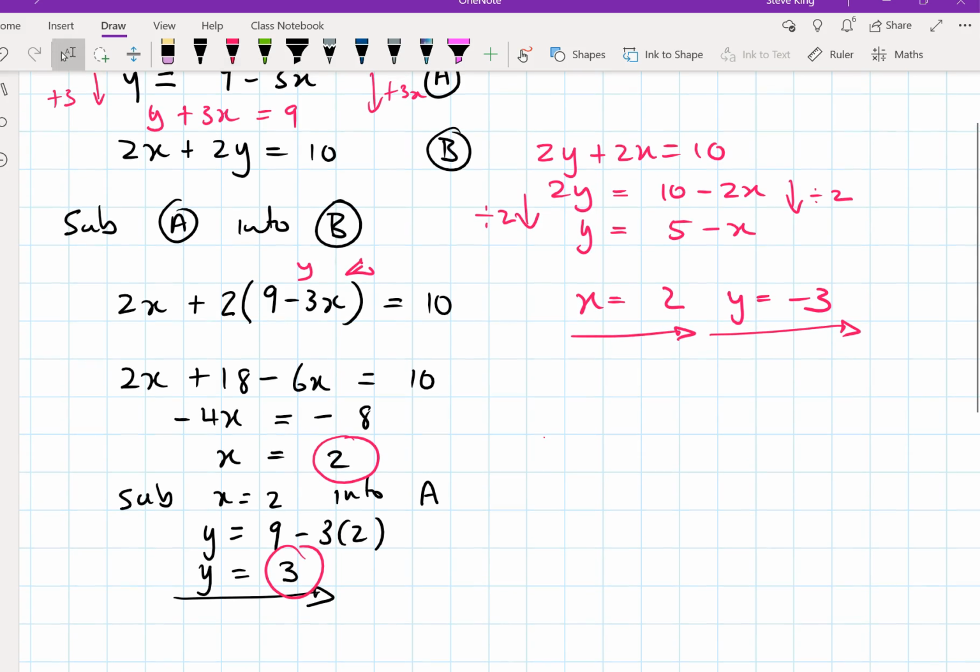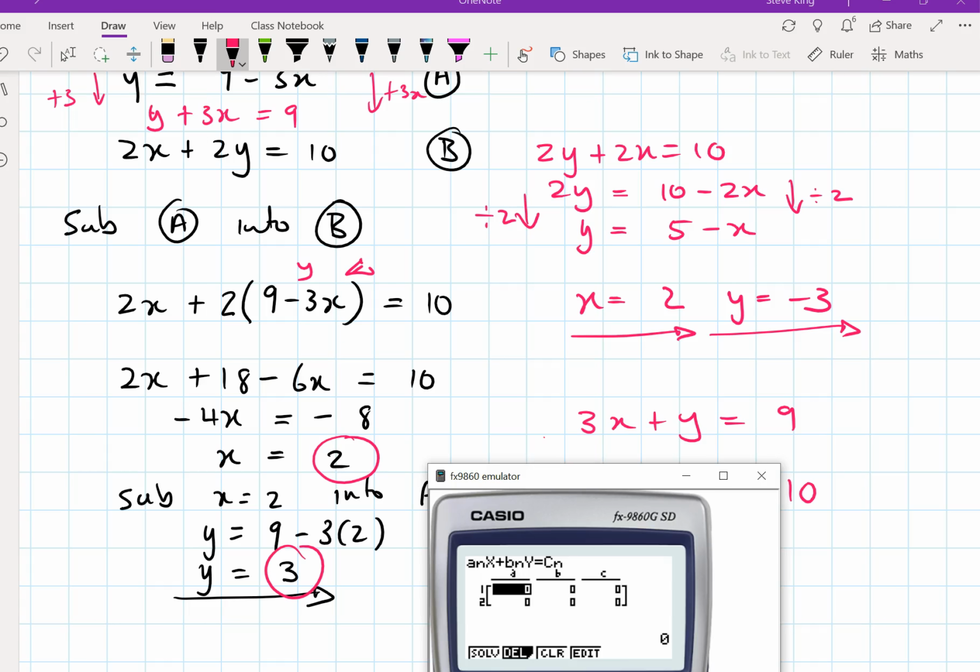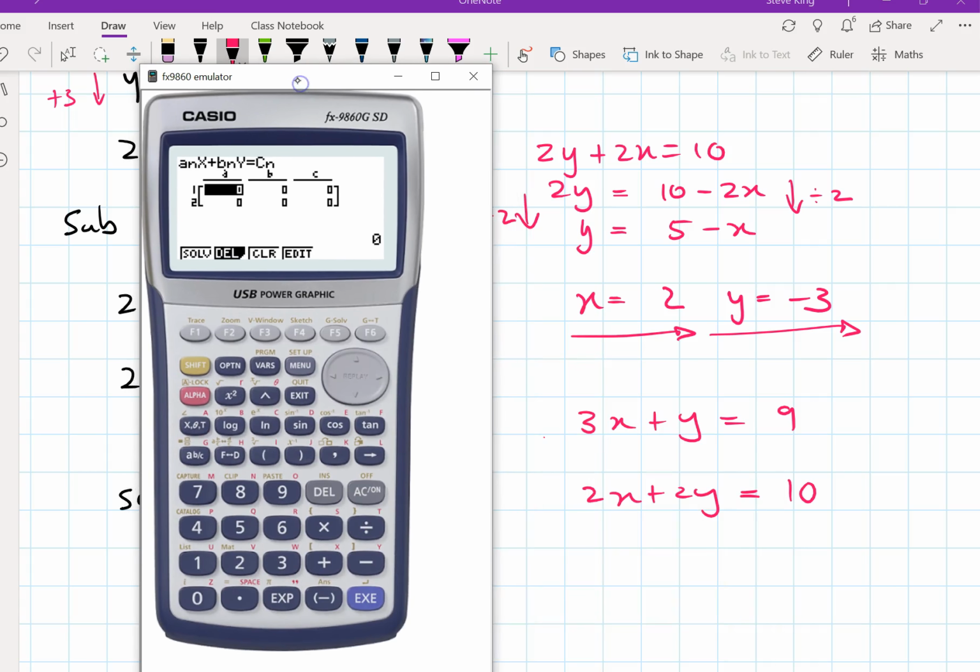Or if I put it another way, I'm going to have 3x plus y equals 9, and the other equation was 2x plus 2y equals 10. Now, I've got it in that format. If I go back to my calculator and pull it up and get in the right place, it's something x plus something y equals a number.